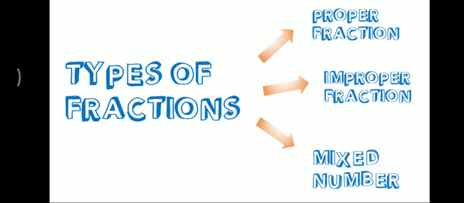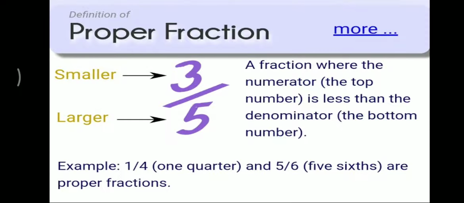Now let us learn about the types of fractions. Mainly there are 3 types of fractions: proper fraction, improper fraction, and mixed number. A proper fraction is a fraction where the numerator is less and the denominator is more. An example of a proper fraction is 3/5. Here the numerator has to be smaller than the denominator. These fractions are known as proper fractions.